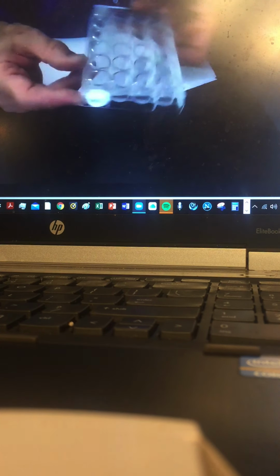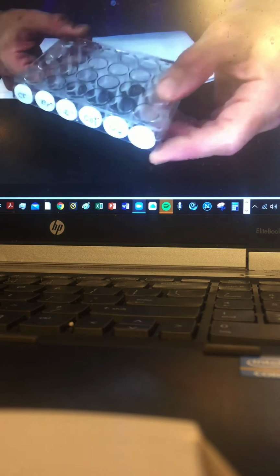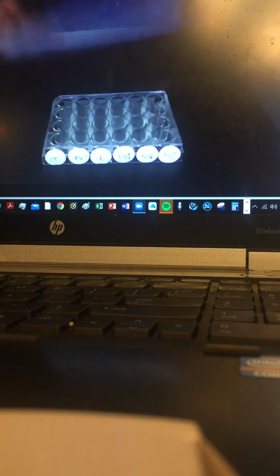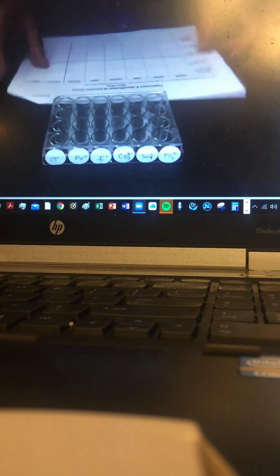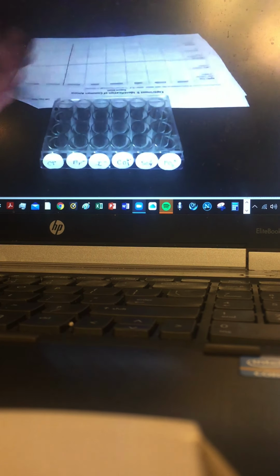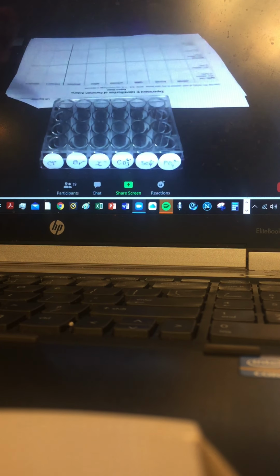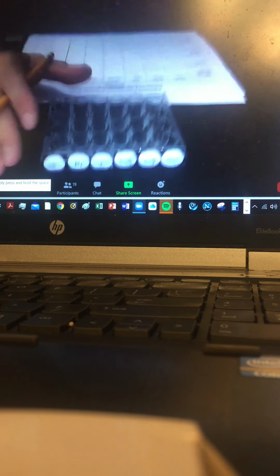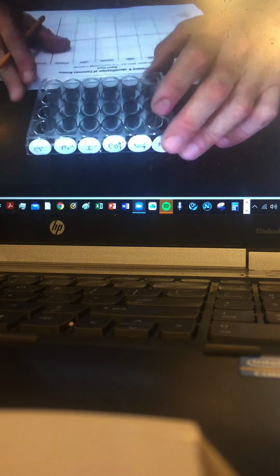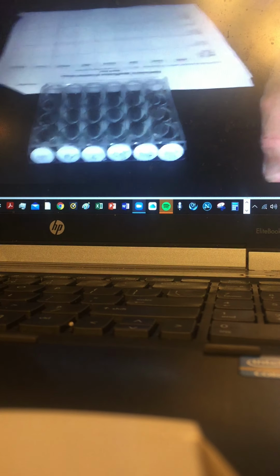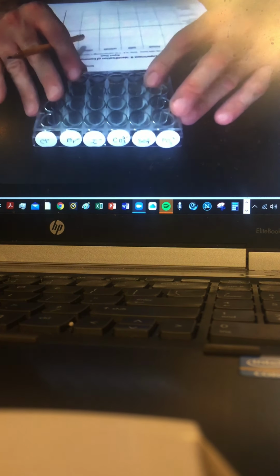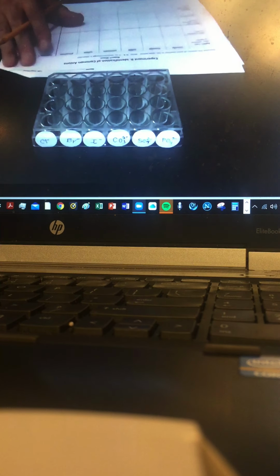Follow me? So this is the layout of my test tube holder. We're going to follow the results based on the following diagram. Do you follow me? Now I'll try to come as close as possible so you are able to tell the colors.